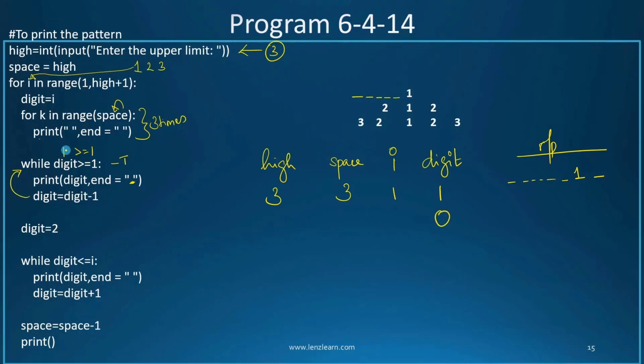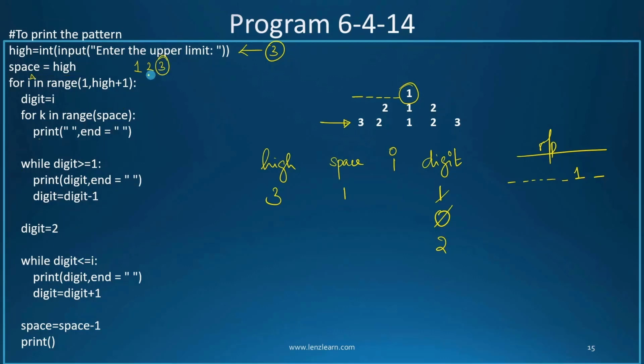Next time when I come here, I will check whether 0 is greater than 1, so this is false. So the while loop is finished, I will make the value of digit equal to 2, and now I will not enter this while loop because 2 less than or equal to the value of I, which is 1, is also false. So this while loop will not execute in the first line, because in the first line we have to print only 1. Right, but this while loop will make sense when we try to print the next line.